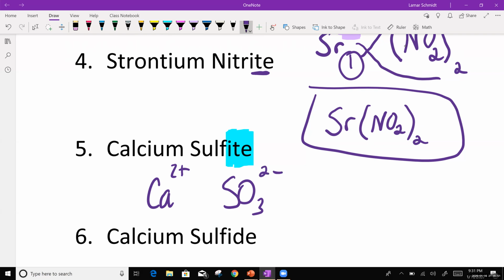Yeah, and you might be weirded out that my 2's look different. I'm sorry, I just found out today I do that.